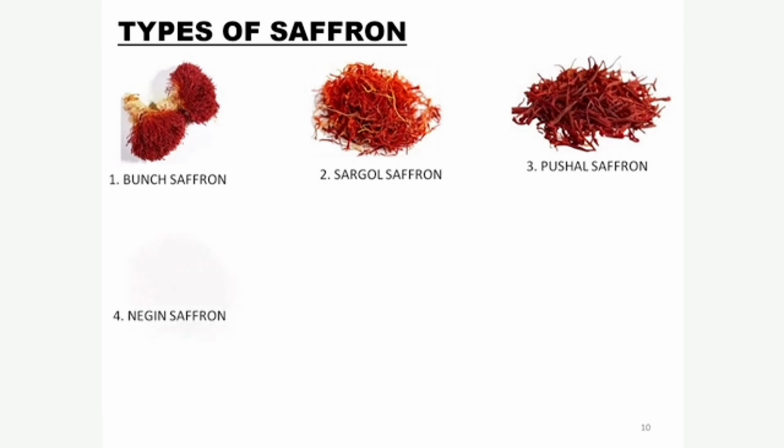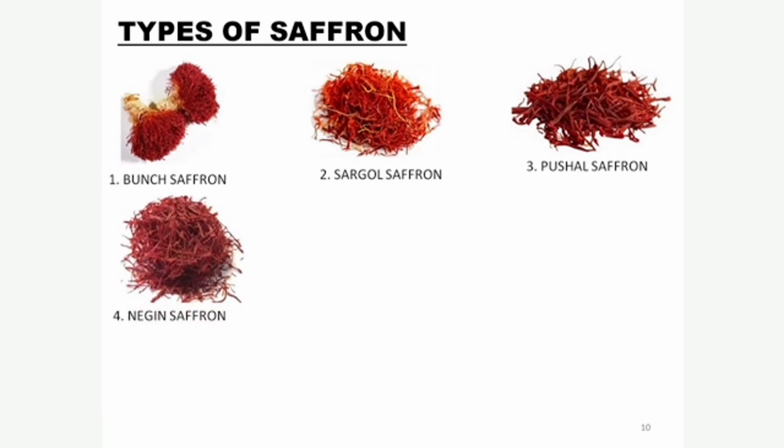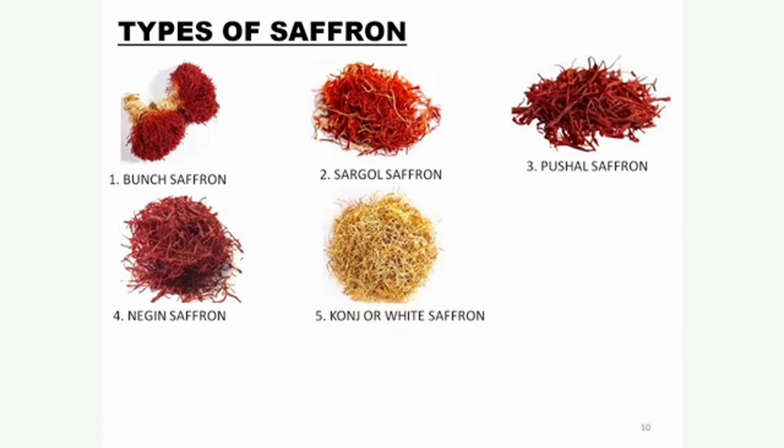The fourth one is the negin saffron. So in negin saffron, we see the structure of the negin saffron. Generally, this type of saffron has beautiful color and shape, and it also has a great smell. And generally, this kind of saffron looks better and costs more than the sargol saffron. Fifth one is the conch or white saffron. Basically, this is not a type of saffron. It's not included in the varieties of the saffron, but we consider it because it is derived after the head is separated from the stalk, and generally the root or white part is taken. In European countries, this part is called the white saffron.